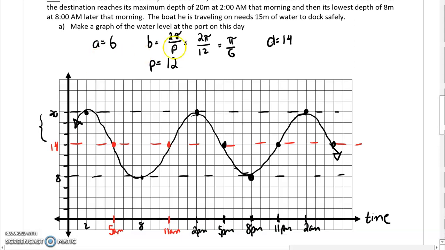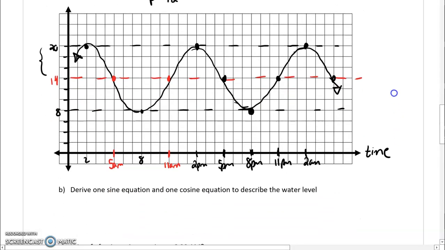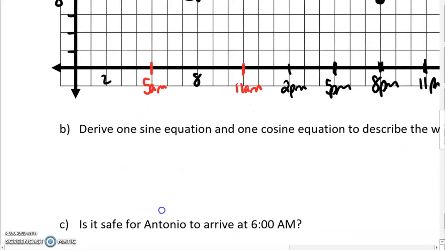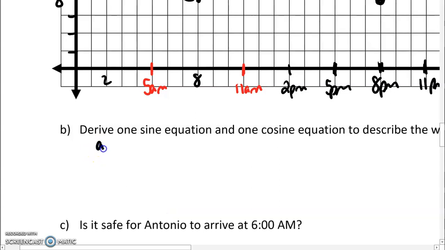So we have our a, we have our b, and we have our d. Our phase shift, well, that's going to depend. The next part after we've graphed this is to derive the sine and cosine equation. So again, my a is 6. My b, I just calculated, was pi over 6. My c depends. And my d is 14.